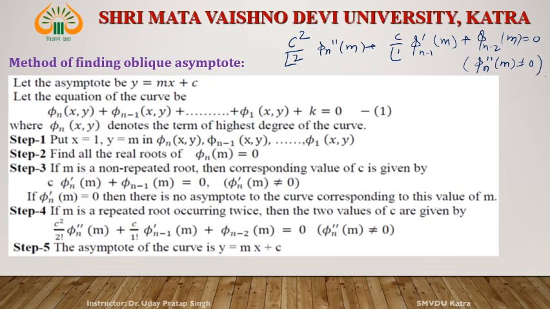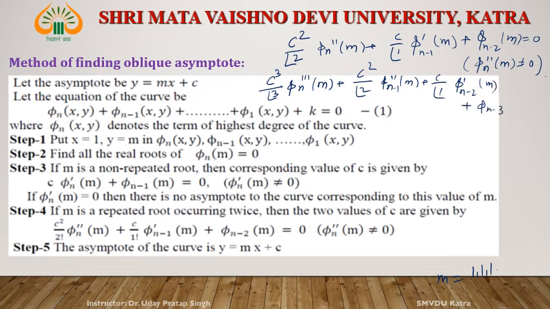But if m is repeated 3 times, 1, 1, 1, then what is the formula for finding c? Write it in this way: c cube by factorial 3 phi n triple dash m, plus c square by factorial 2 phi n double dash m, plus c by factorial 1 phi n minus 1, dash m, plus phi n minus 2 m... plus phi n minus 3 m is equal to 0, right?